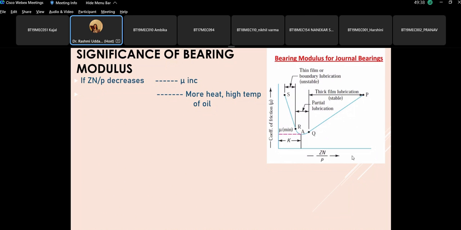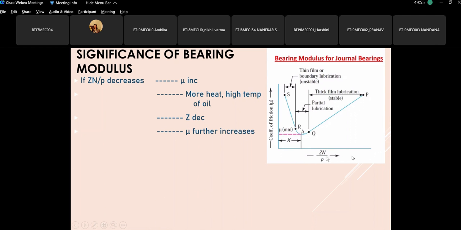Viscosity decreases with the temperature, or it is inversely proportional. And so as the Zn by P decreases, the value of Z is decreasing, the viscosity is decreasing, and the temperature of the oil is increasing. And on this other side, you further decrease the value of Zn by P and the value of coefficient of friction further increases. Now what happens if the load is increasing?